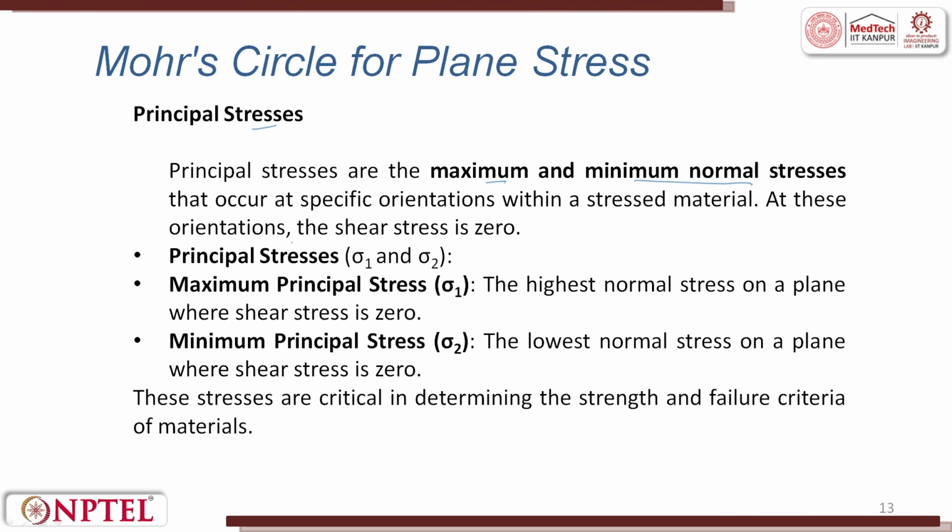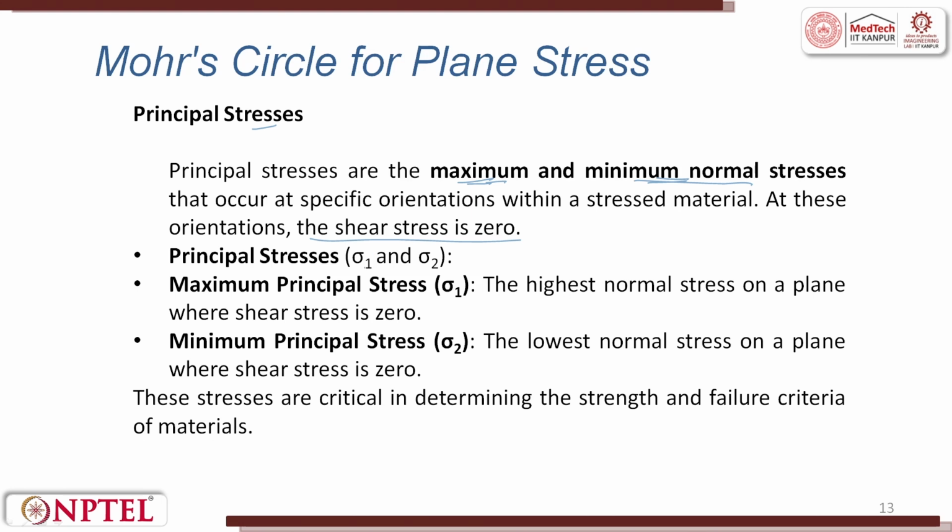At these orientations, the shear stress is always 0. Keep that in mind, the shear stress will always be 0. So, principal stresses are the maximum and minimum normal stresses, and at these orientations the shear stress is 0.